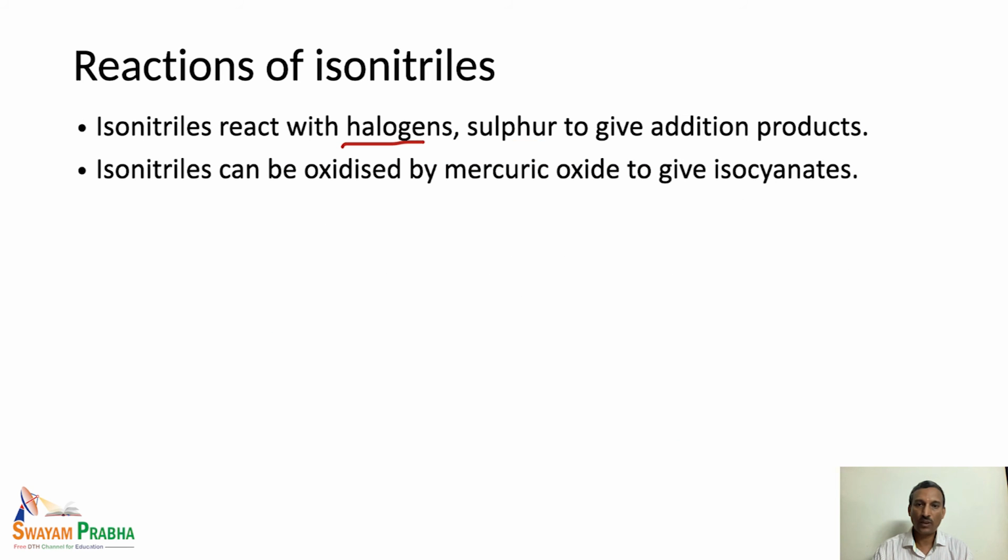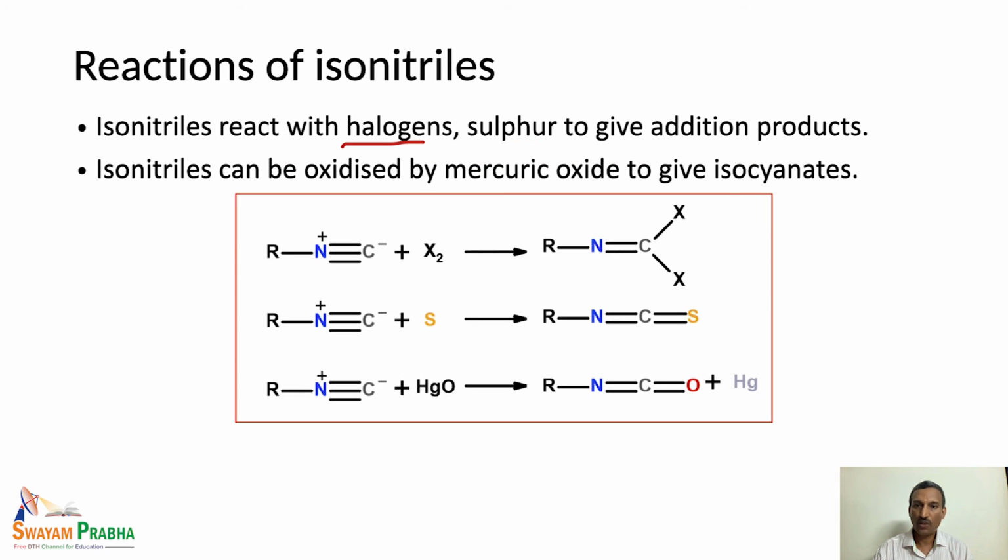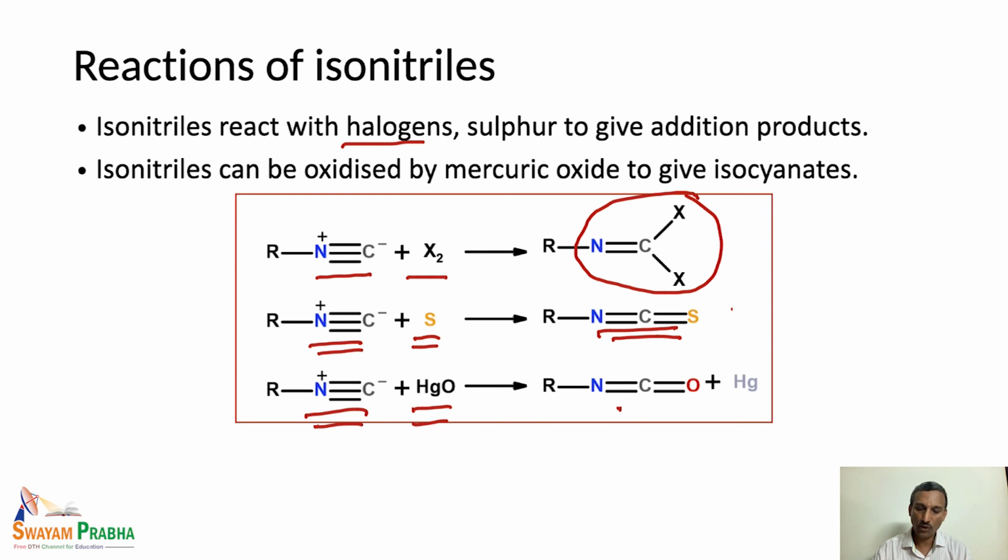Isonitriles react with halogens and sulfur to give the addition product. So isonitrile and halogen gives the addition product as shown here, and when isonitrile is treated with sulfur compounds, we get isothiocyanate as the final product. Isonitrile can also be oxidized to give the corresponding isocyanate. This is isocyanate. So these are all the various reactions of isonitrile.